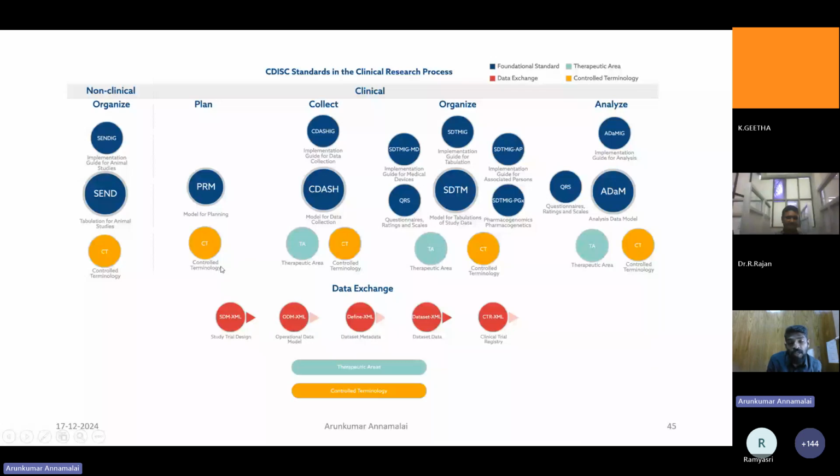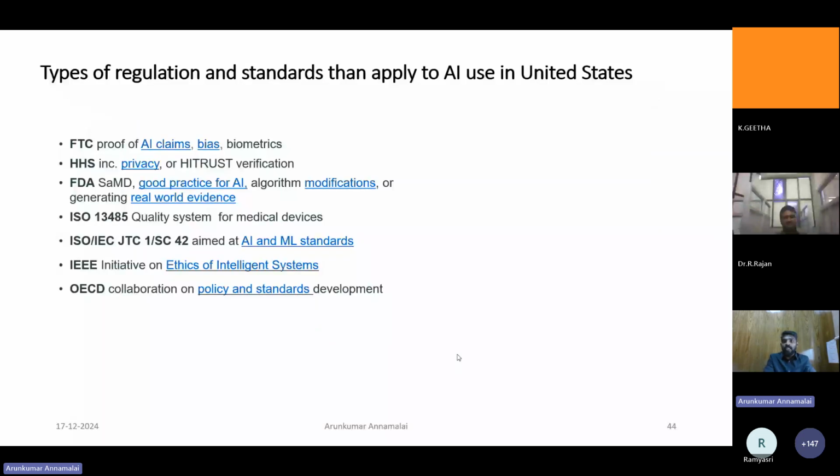So when I'm trying to transfer data from one system to another, for data collection or analysis or regulatory purposes, everything has its own data exchange standards. If I'm going to put the data in a clinical trial registry, then it has its own standards. Long story short, you have different rules for regulation and standards, and these are the data specific rules for AI in healthcare.